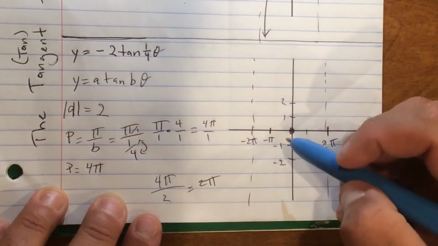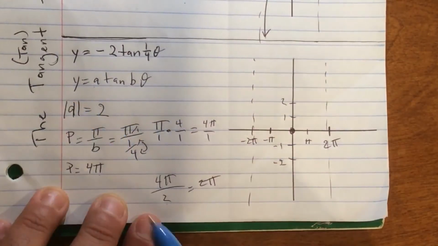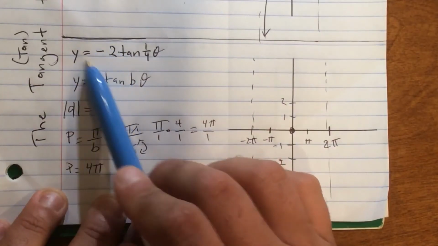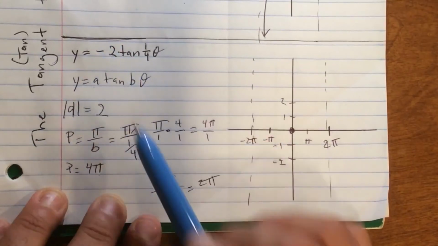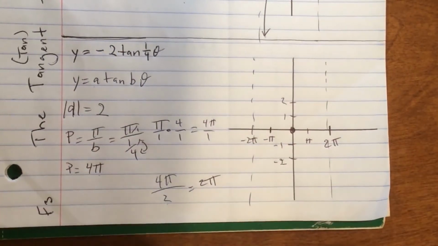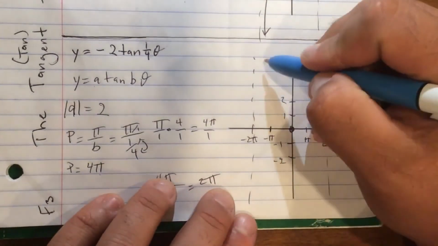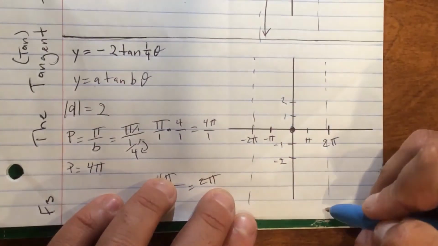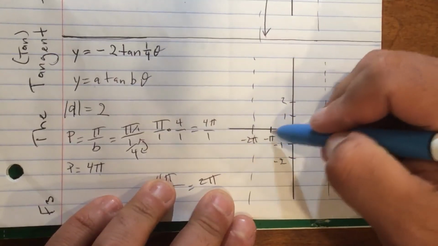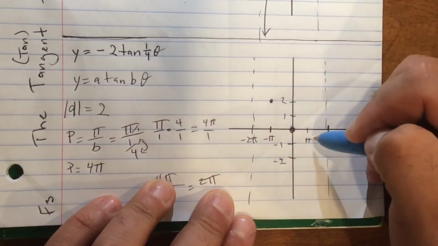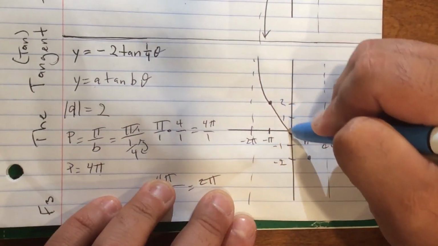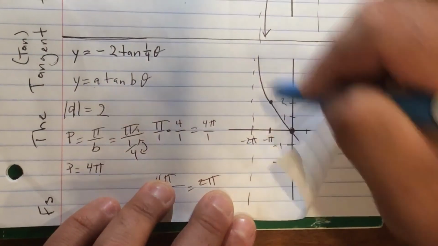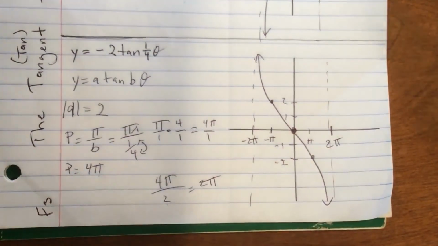Negative. But the only thing different from this one, since our a is negative here, that means our graph is going to be the opposite way around. So it's actually going to be graphed from the top down. So this one is going to be 2, and then here 2, and we're actually going to go downwards when it's negative. And that is our tangent function.